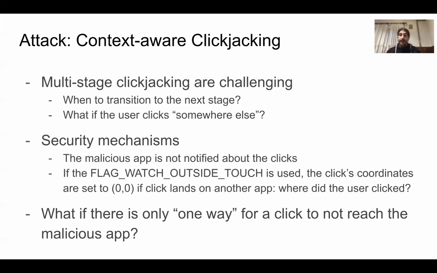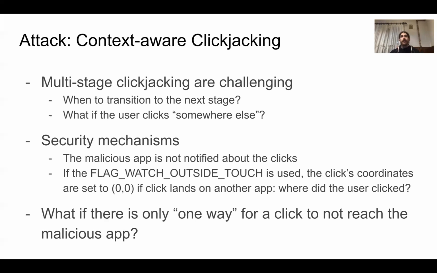So it's tricky. Or in the case of context hiding, we want to set up an overlay so that we cover everything except the button. So the user is going to click on this hole. But if the user clicks on the hole, it doesn't click on us. And if it doesn't click on us, we don't know where the user clicked. So there are these problems. And in general, if the user doesn't click on something belonging to the application, the malicious app is not notified about the user click. And there is another security mechanism, which is this flag watch outside touch.